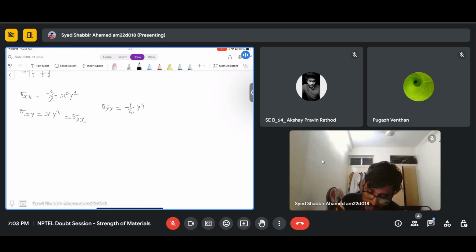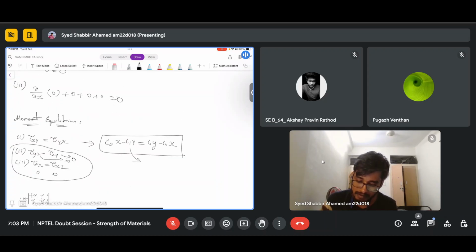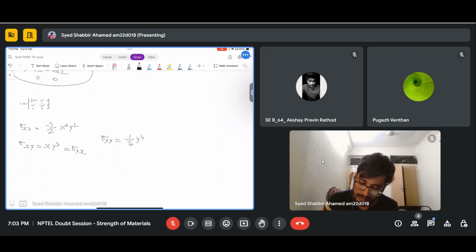So the moment equilibrium condition is already satisfied, so we don't need to check here. The cross shears are equal in the other planes too. So these three conditions will be satisfied in this case. We need to only check the first two force equilibrium conditions, because the third will be automatically satisfied.